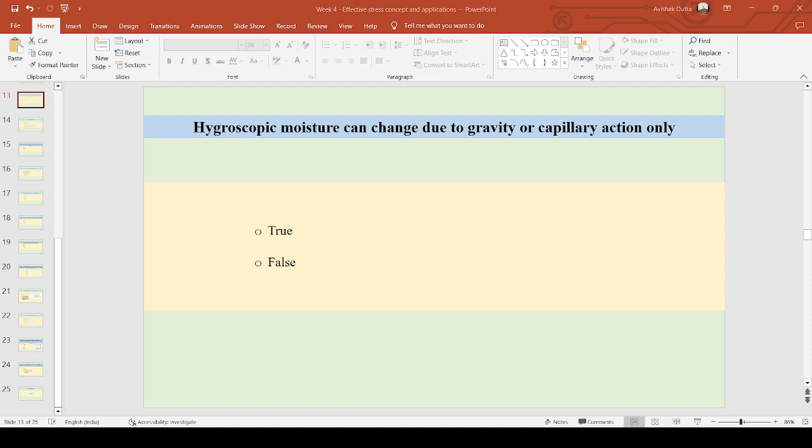Hygroscopic moisture can change due to gravity or capillary action only. Is this statement true or false?